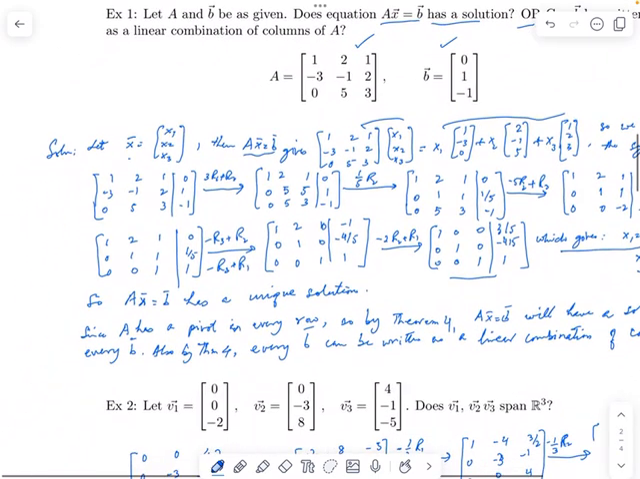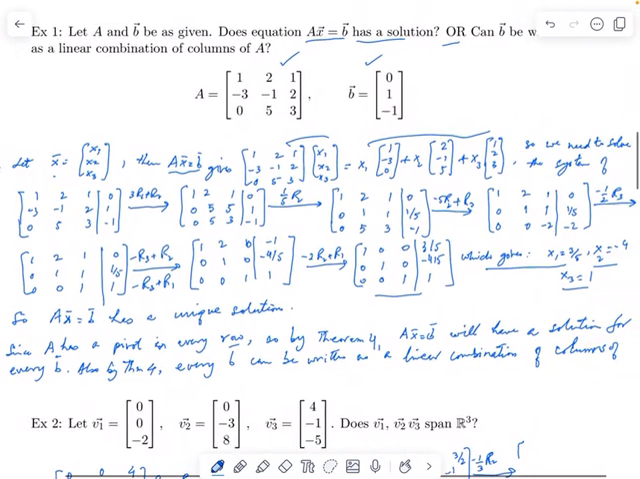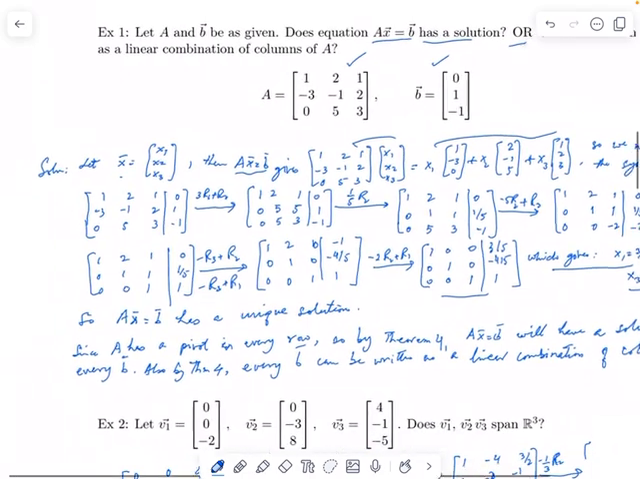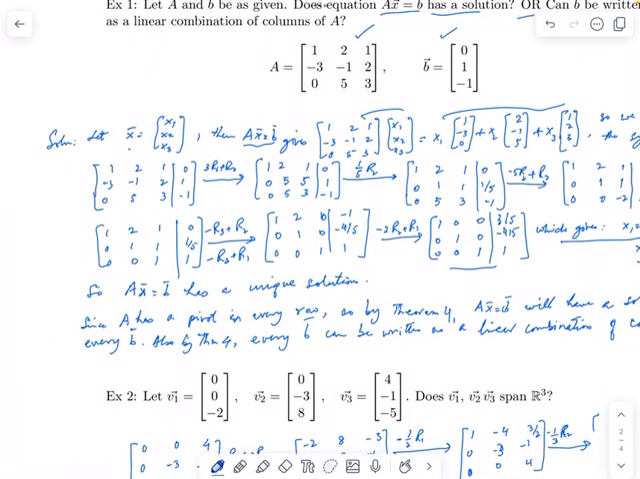That's what we found. Now the question asked us, does the equation Ax is equal to B have a solution? So we have answered that yes, it has a unique solution. Then it says, can B be written as a linear combination of columns of A?